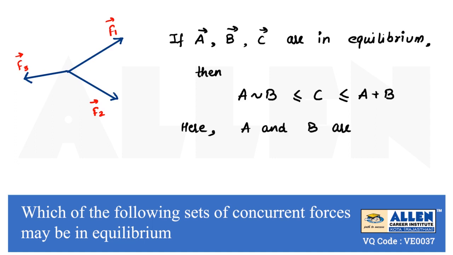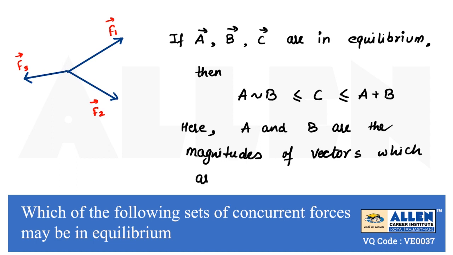Here one thing should be remembered: A and B are the magnitudes of the vectors which are smallest. So we will select the smallest vectors, or smallest magnitudes, out of the three.